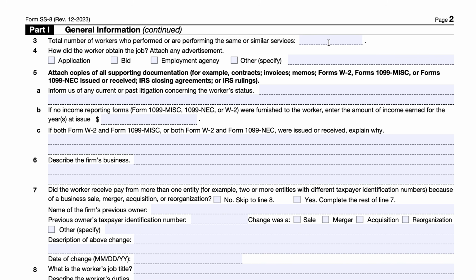How many workers are doing similar services? Let's just say that there's 10. John Doe's heard that most of them are employees. Let's just imagine they applied for the job. Is there any litigation? Yes or no? Most likely I'll just put yes or no on some of these.